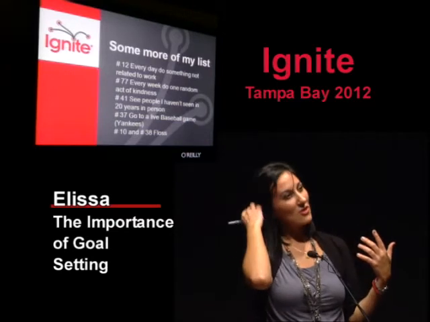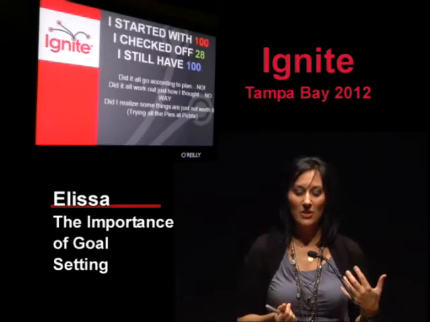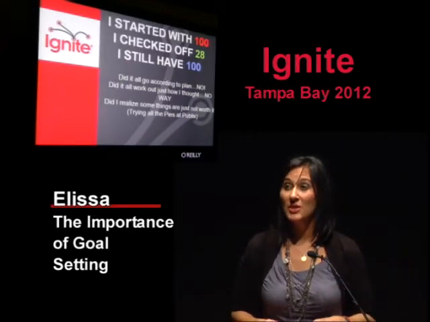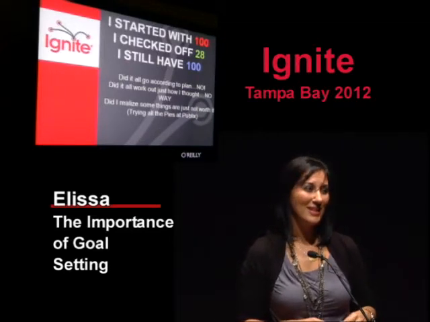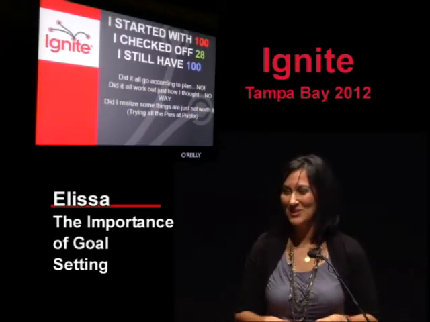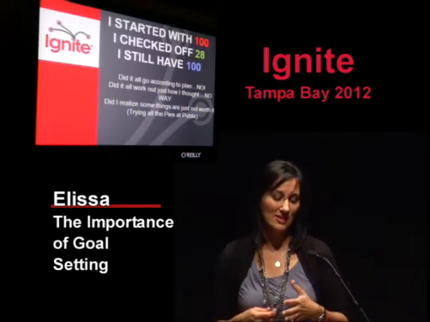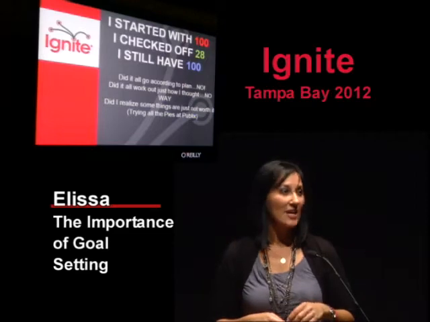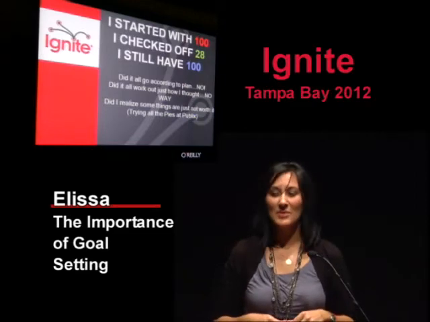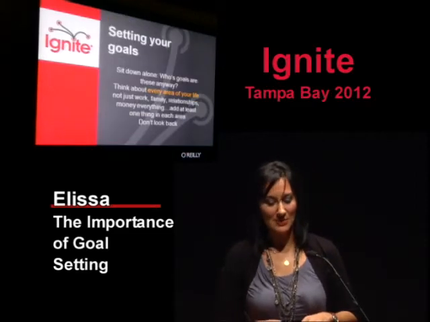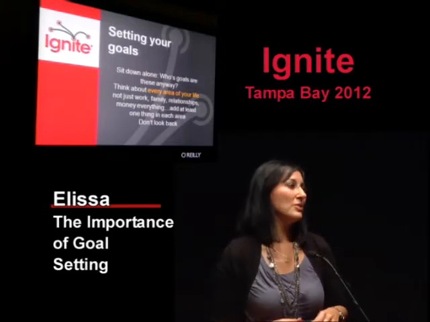Again, let's make a list of all the things that you really want to do and do them, no matter how big or small. I started with 100. I checked off 28, but I still have 100 because when I started doing my list, I realized there's so many more things that I want to do. Nothing went according to plan. Some things didn't work out at all how I expected them to. But this is what you need to do.